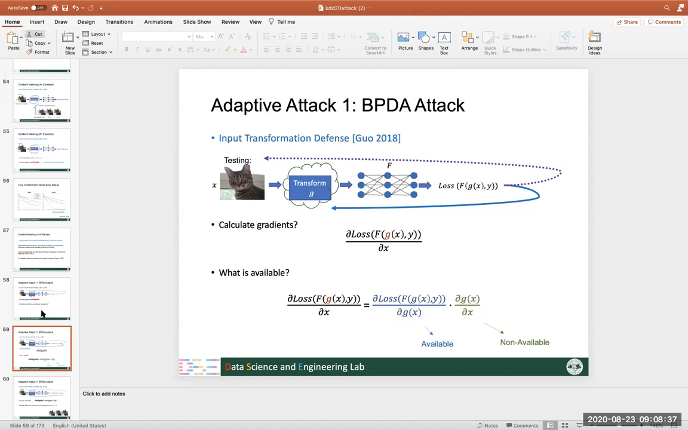Another thing to mention is that when we are considering this safety, we also assume the attacker can know every step of how you do the defenses. For example, they know how you do this transformation G and how your model is.